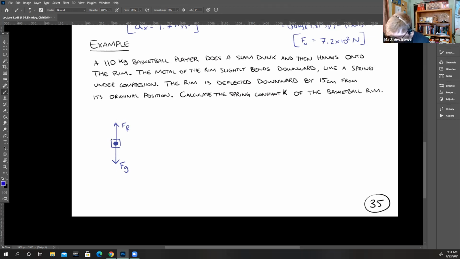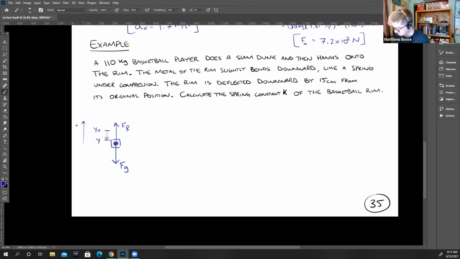And we'll say that it has already moved down to a new position, but it started out up here. It went down a little bit, so the edge of the rim is springing down a bit. And we're going to call up positive.